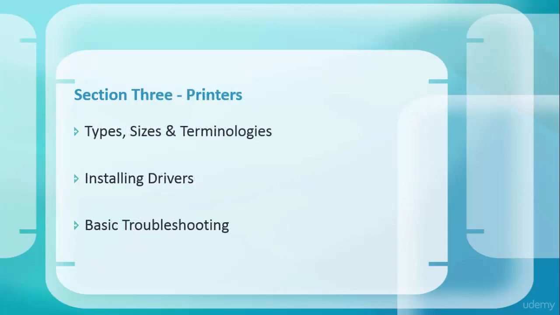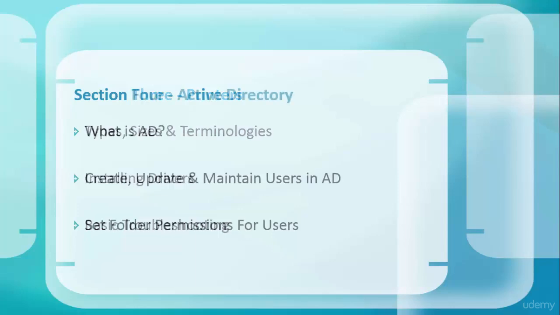After that, we will move to discuss printers, types, terminologies, drivers installation, and of course basic troubleshooting to see how we can solve some problems when they occur. The fourth section will be a quick but very important one, which covers Active Directory, how to manage users there, and setting folder permissions based on Active Directory users.